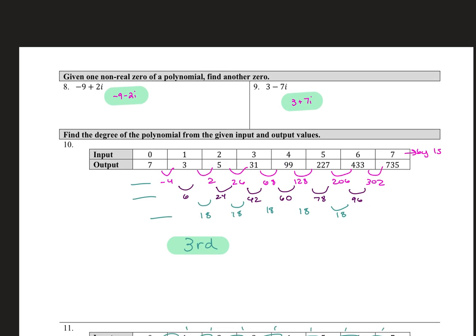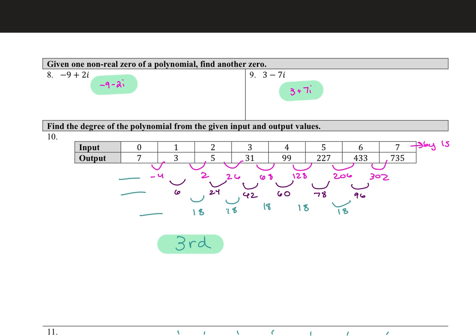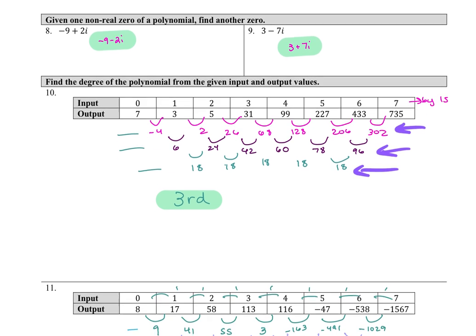All right. 8 and 9 were just like, if I give you one non-real zero, what's the other one? 10, you're trying to find the degree of the polynomial. So we're figuring out how many differences it takes in order for it to be the same. This first one was first difference. It didn't happen. Second difference didn't happen. Took to the third difference for these to be the same. So the degree is 3.